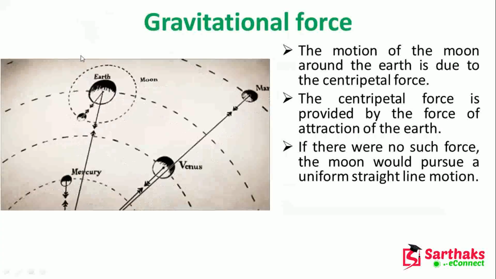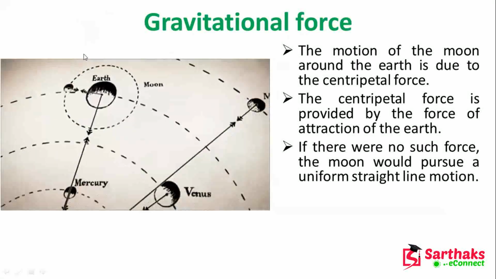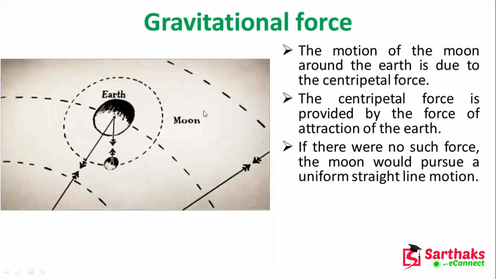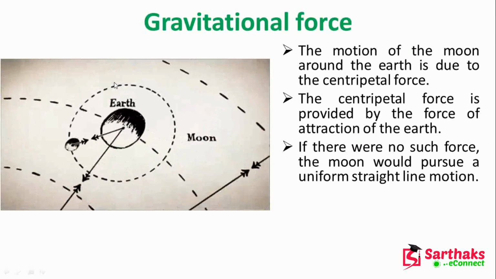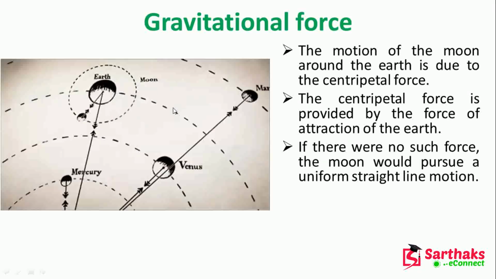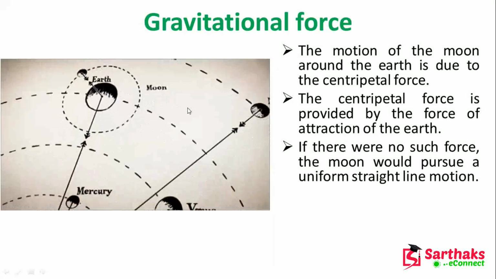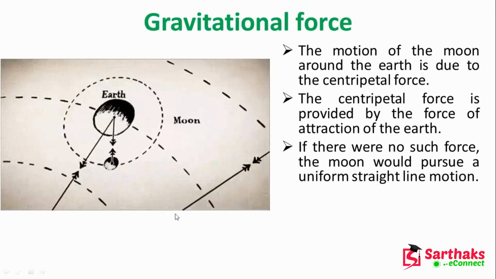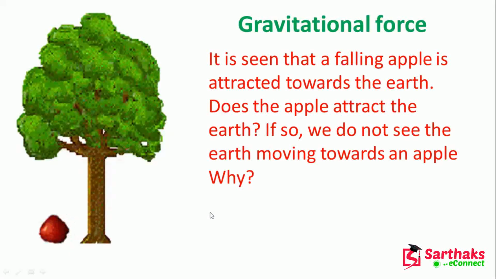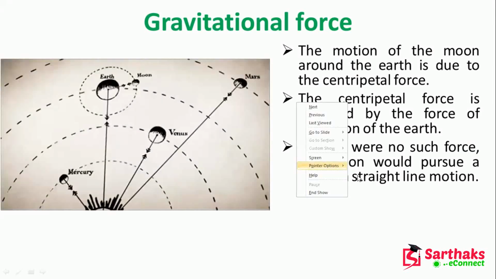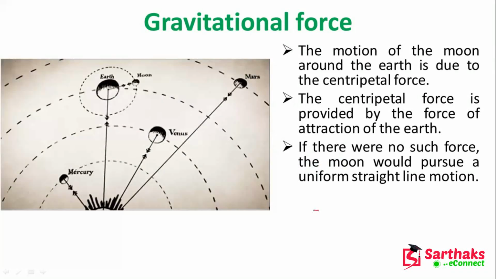Okay. Now gravitational force. Here you can see Earth, Moon, Mars, Venus, everything is moving. You can see the motion of the moon around the earth in this figure, right? And Mars, Venus, all those planets have movement with the centripetal force. But here at the center, what you have is the sun. This is the sun, okay?